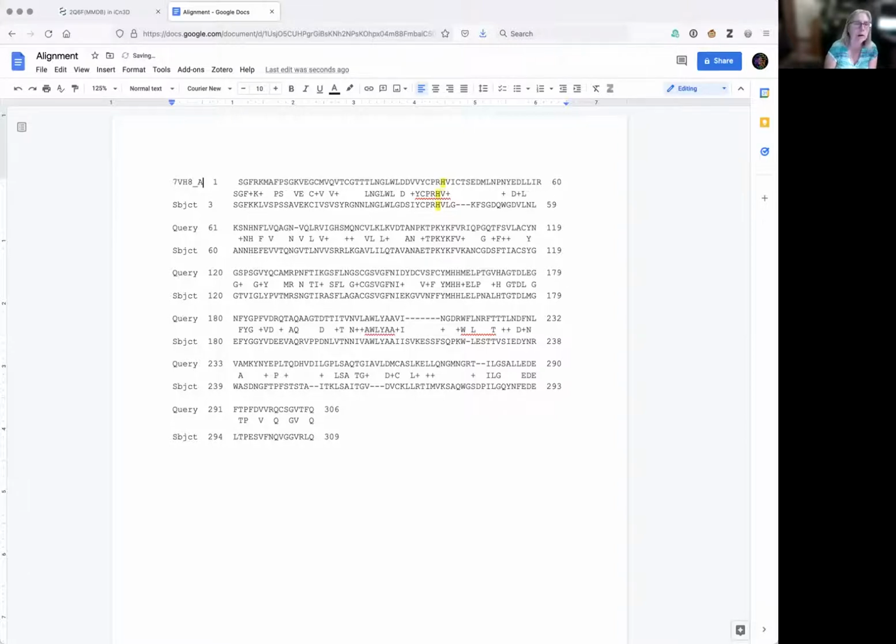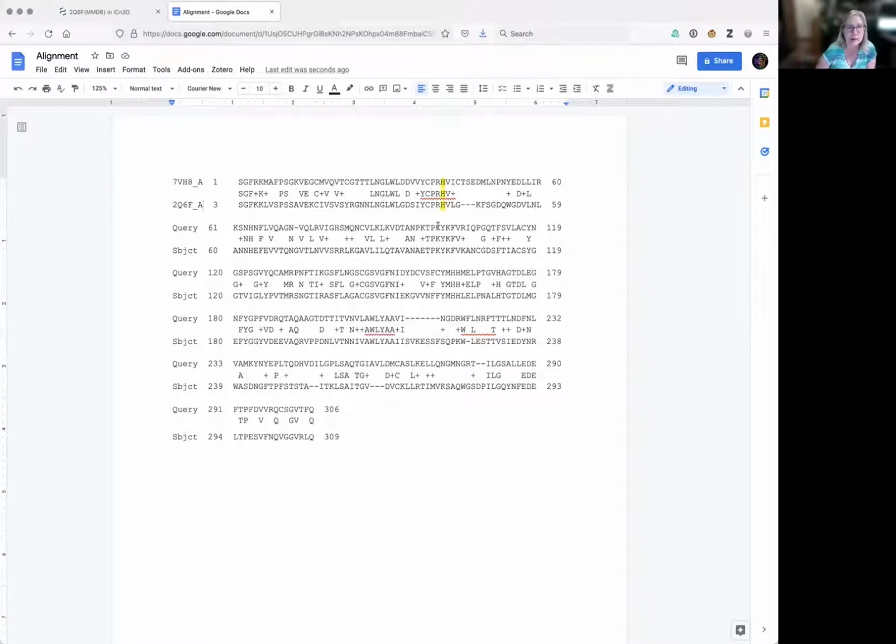I think I can have a space there. My subject sequence that I'm just looking at now is from 2Q6F, also chain A, because it's good to be able to keep track of which sequence is which. The query is always the one that I used to search the database, and the subject sequence is always the one that came from the database, something that I found.